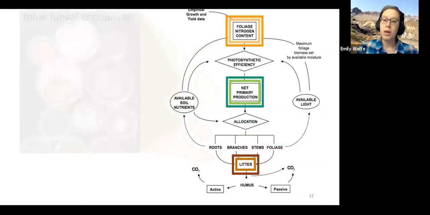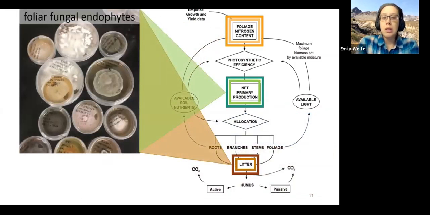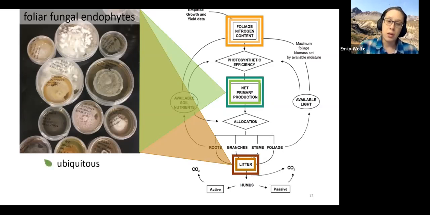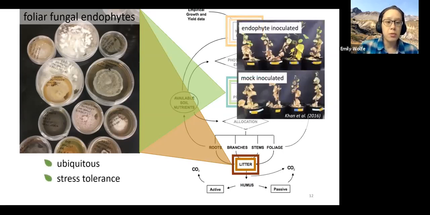And then now I have my foliar fungal endophytes. Just a note that you can see there's a green and a brown arrow here, and just the orange arrow on the previous slide. Frankia do technically contribute to primary production. I have this here because I'm going to show you stress tolerance specifically. So endophytes again are ubiquitous in plants, and they can influence both primary productivity and litter decomposition. They can also influence stress tolerance.